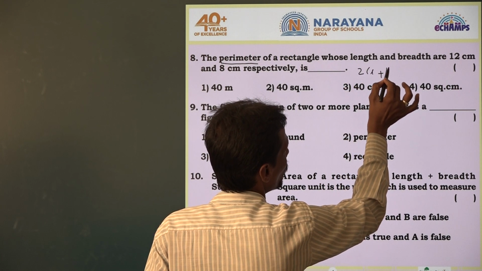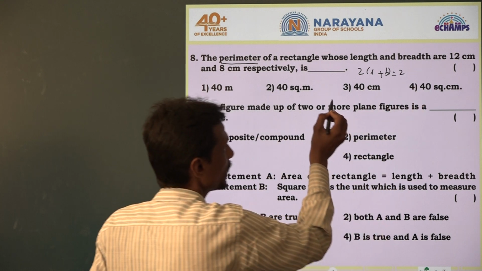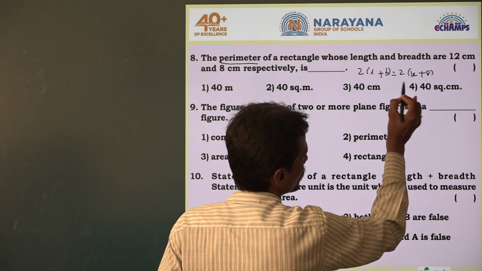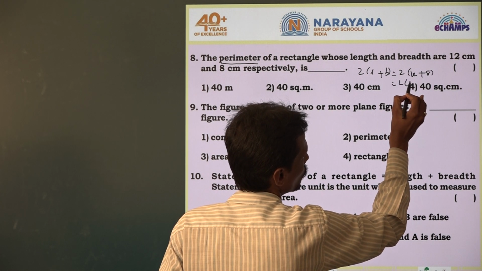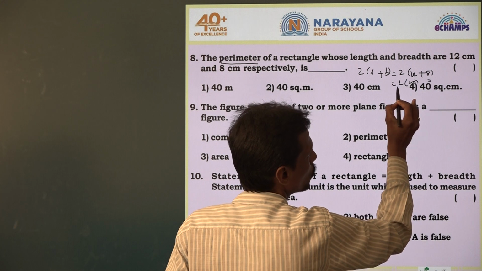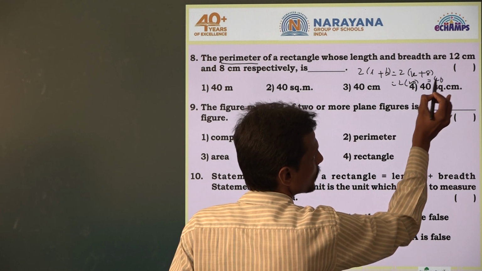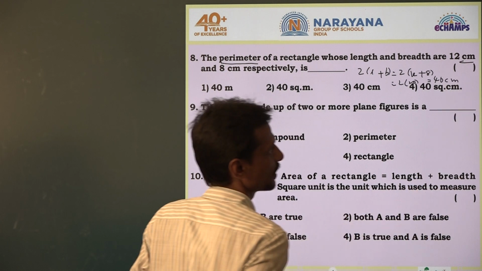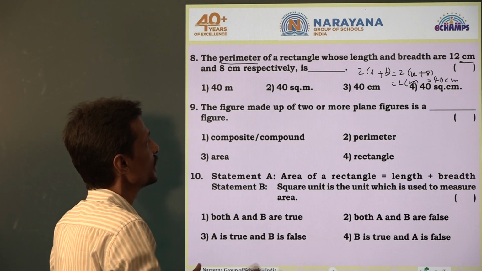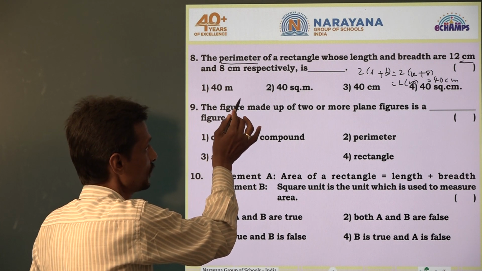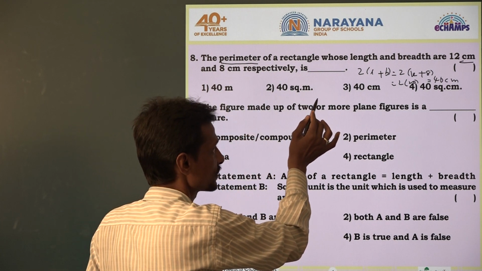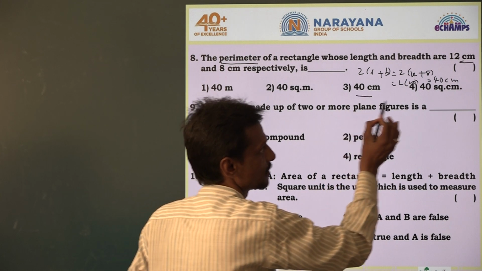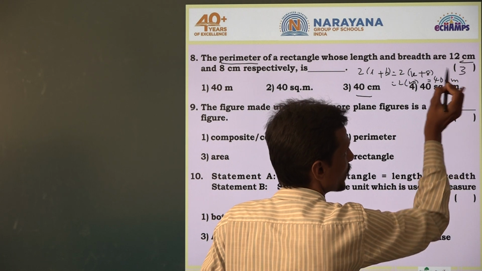2 into L plus B is equal to 2 into 12 plus 8 is equal to 2 into 20 is equal to 40. What is the unit given? Centimeter. So we'll write that 40 centimeter. In given option, first one 40 meters, second one 40 square meters, third one 40 centimeter. So third one is correct answer. So third option is correct.